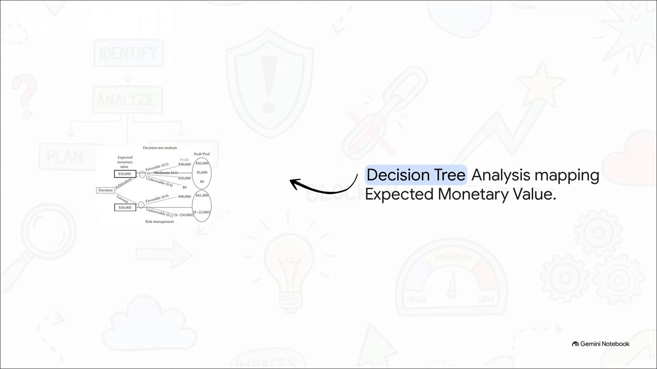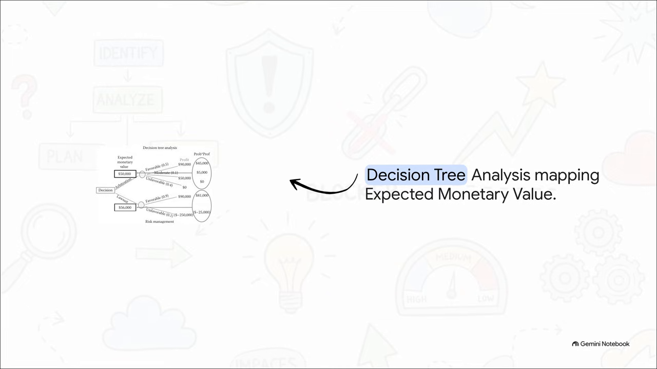Think about how we might map out a really complex choice using decision tree analysis. Say a project manager has to decide between pursuing arbitration or going straight to a lawsuit. By mapping out the probability of favorable and unfavorable outcomes for each choice, and then multiplying them by the financial gains or losses, we calculate what's called the expected monetary value.